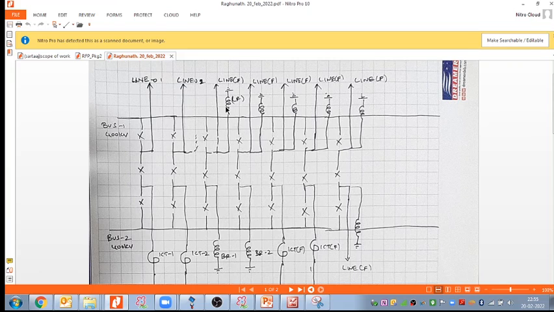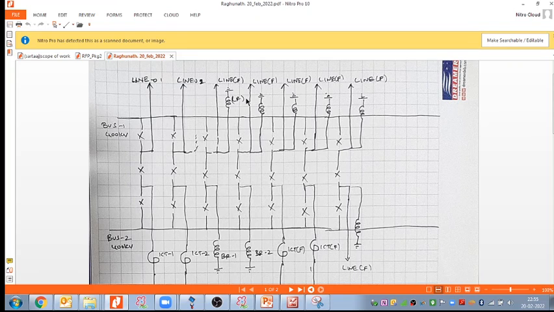So first of all isolator, and then breaker, then CT, then LA, then reactor, and then again LA, and then NGR, and then ground. Okay, Raghunath. Yeah, got it.